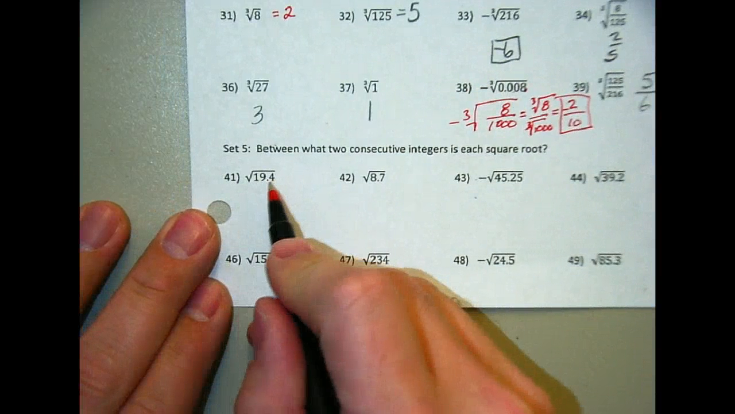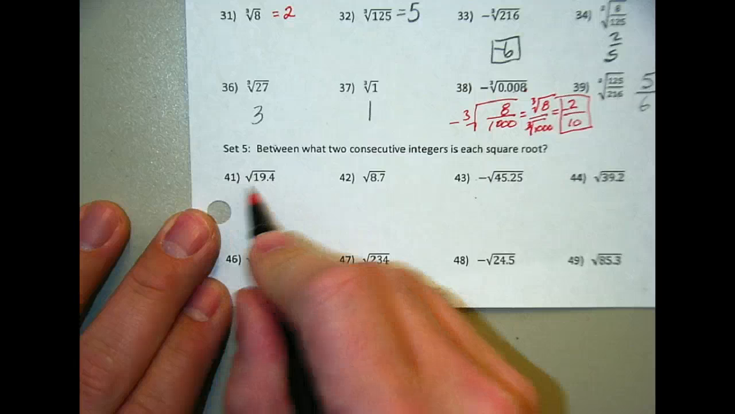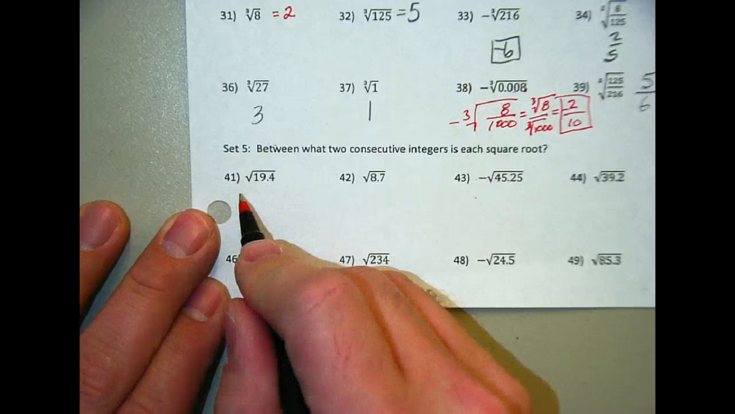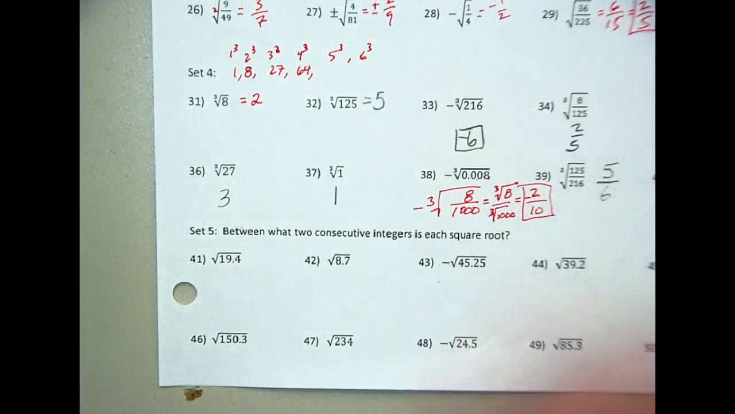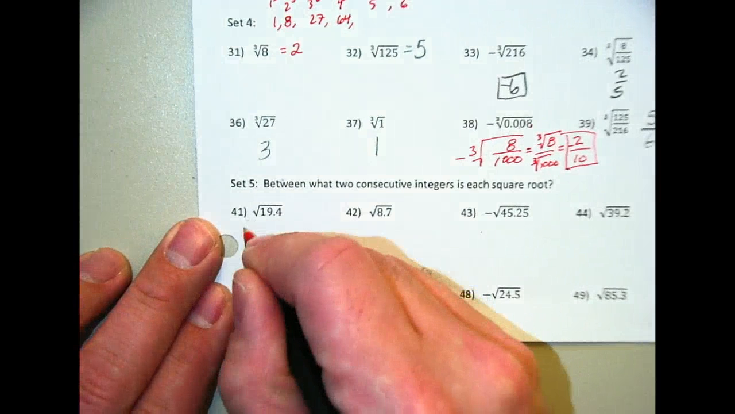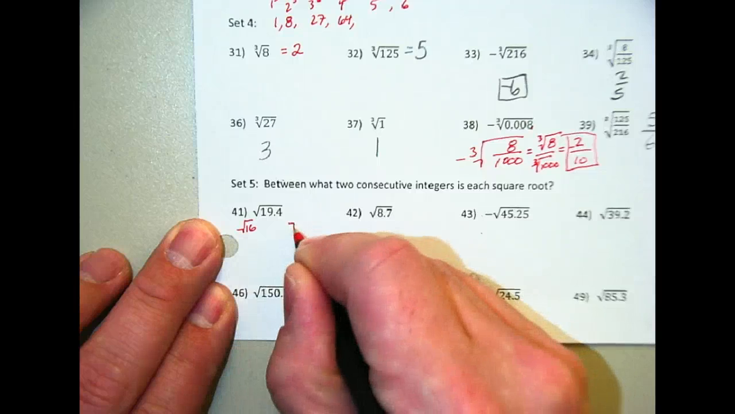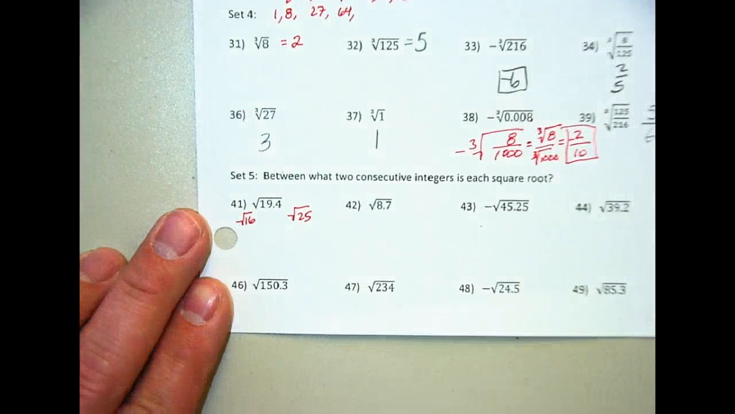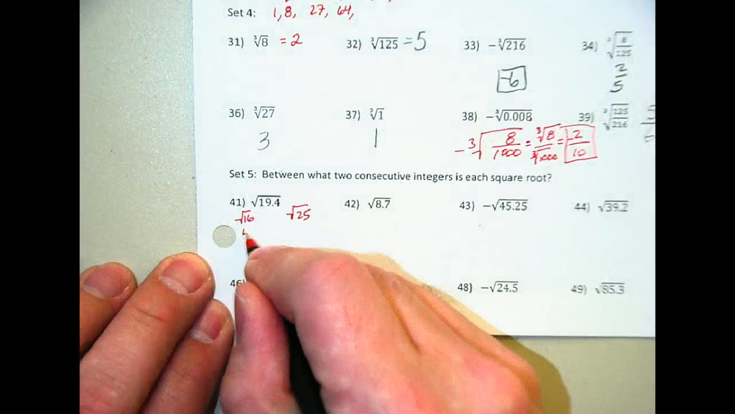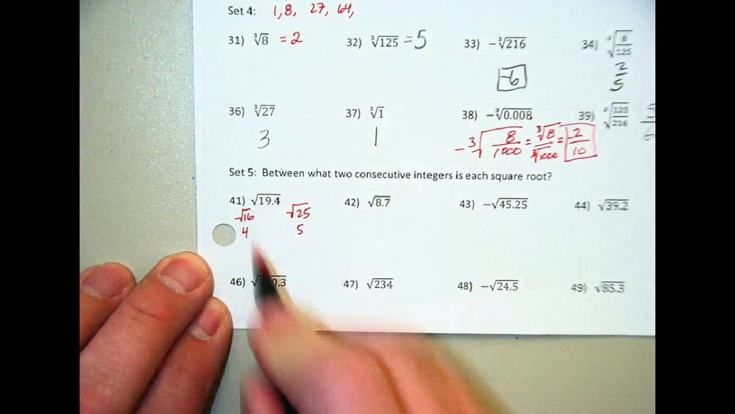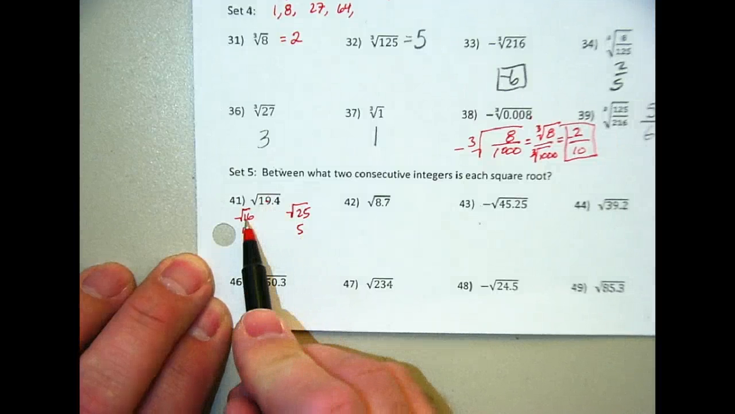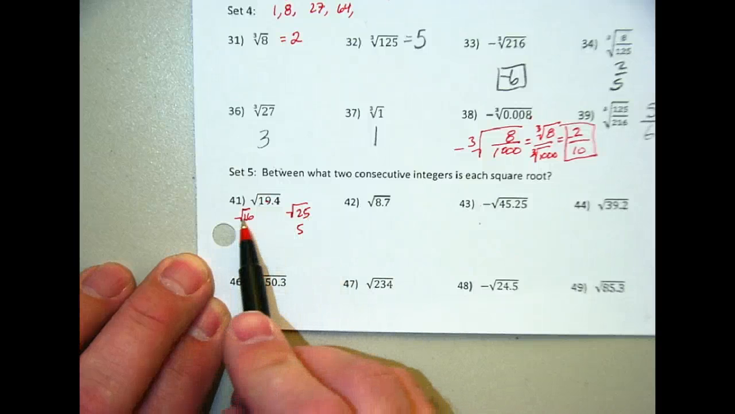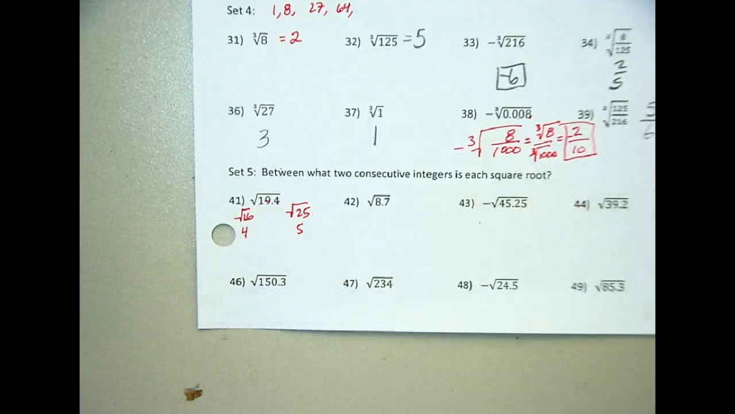Like root 19.4 is between which perfect squares? What perfect square is right before 19.4? So these are your perfect squares, right? Your 1, your 4, your 9, your 16, your 25. Okay, so it's between root 16 and root 25, right? And so this is 4 and this is 5. So 19.4 has to fall between these two whole numbers. Why? Because 19.4 is between 16 and 25, and those are perfect squares. So it's a way for you to estimate your square root.